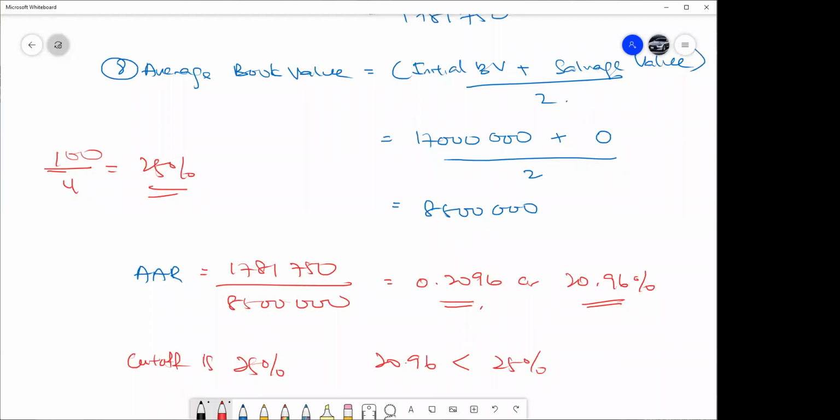If the question never gives it. If they tell you, they'll usually say the cutoff rate is 10% or 15%. Then you compare with your AAR. If your AAR is more than that, you accept. If less than that, you reject. Simple. AAR is basically like that.